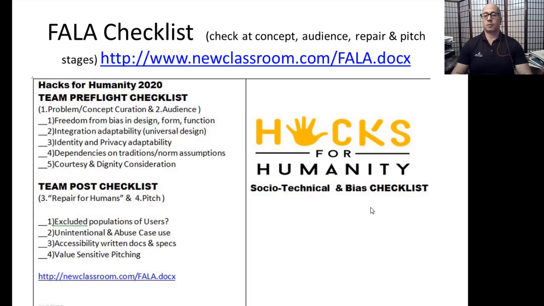Accessibility in the written documents and specs, so make sure that it takes into account people with different abilities, with issues of accessibility. Again, if you just have images as your pitch, what audience are you missing? Think about that. And then value-sensitive pitching, that's just a fancy word for make sure to be considerate to anyone who it either leaves out or, as value-sensitive pitching works, that it's morally correct and fits within a humanistic framework.